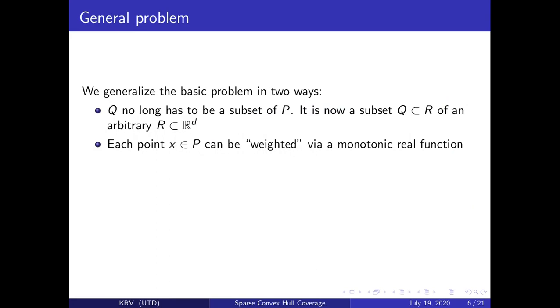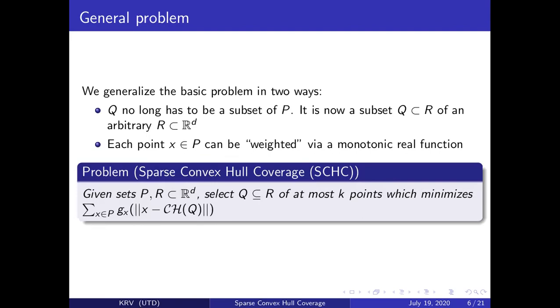Now, we're actually going to generalize the basic problem in two ways. First, Q no longer has to be a subset of P. It's now going to be a subset of R, where R is arbitrary. And second, each point x can be weighted by its own weighting function. So here's the general problem statement. Now we have two sets, P and R, and we're trying to select the subset Q of R instead of P of at most k points which minimizes this. This is basically the same as before, except the distance from x to the convex hull of Q is now fed through this function g_x.